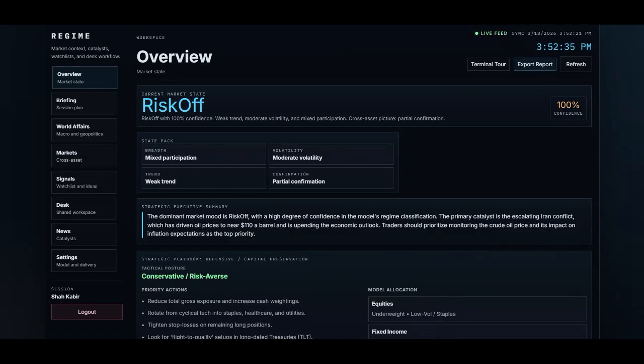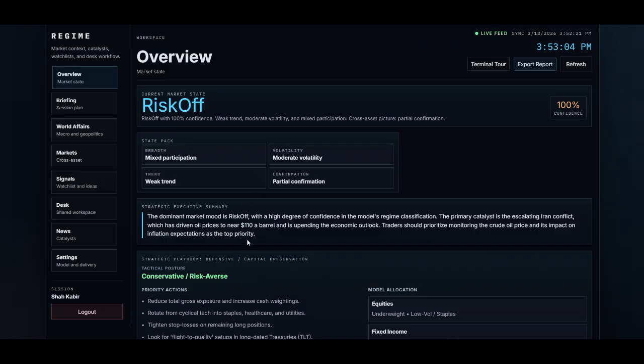On the main overview, Regime identifies the current market regime, shows model confidence, and breaks the state down into components like breadth, volatility, trend strength, and cross-asset confirmation. That's important because traders do not just need a label like risk on or risk off. They need to understand why the model sees the market that way, how strong that conviction is, and what conditions are reinforcing or weakening the signal.